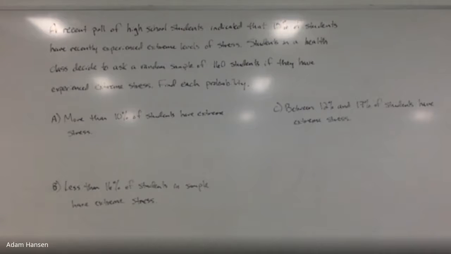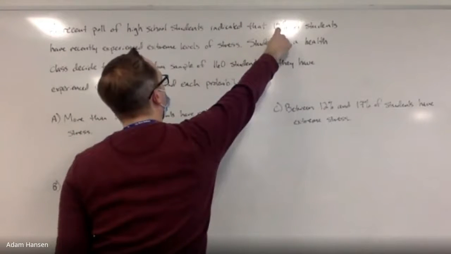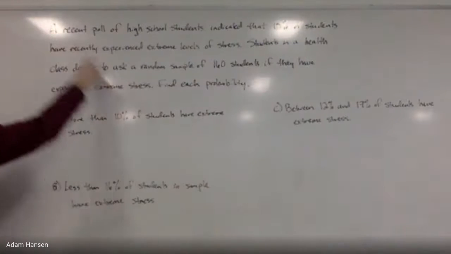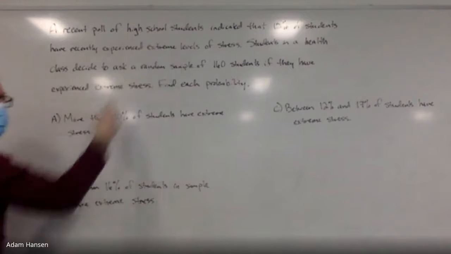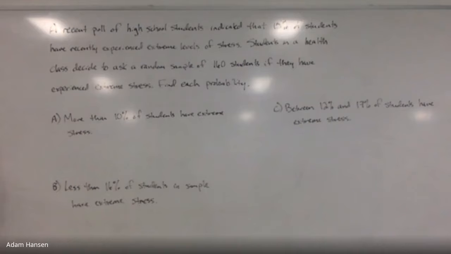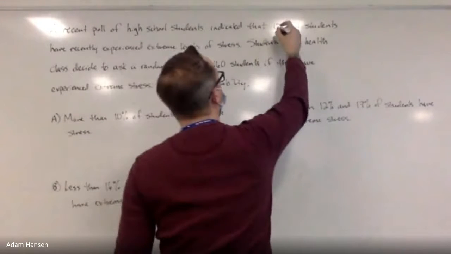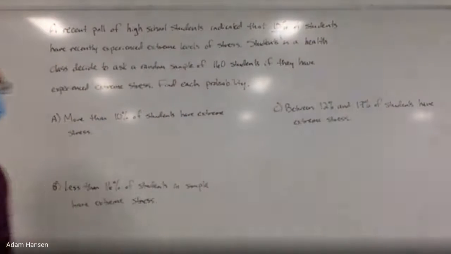That 15%, is that the population proportion or the sample proportion? Is that everybody or is that some of them? This 15%. Everyone. That's a recent poll of all high school students, like a nationwide poll that was conducted. That would be the entire population. That's our P. That's our population proportion. We're going to assume that 15% of all students in the population have experienced some sort of extreme levels of stress.